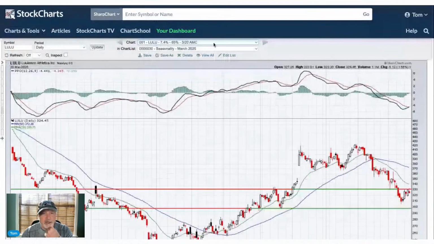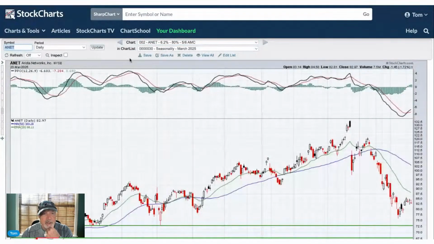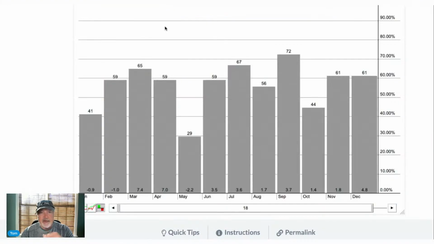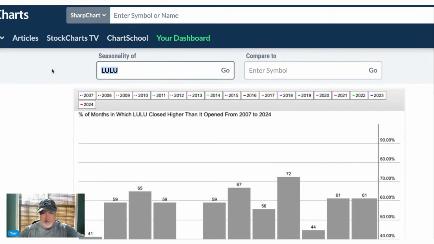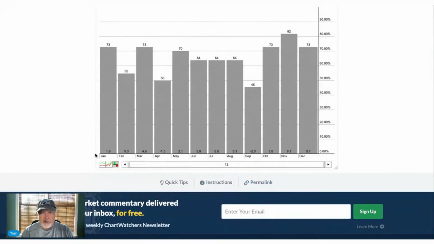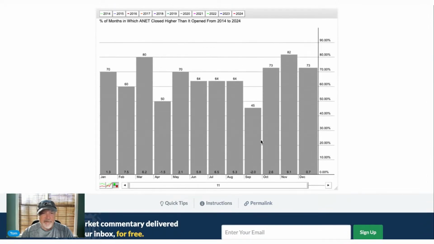Number two would be Arista Networks, which is 6.2%. That's the average March return. 80%. So let's look at ANET. I don't think this one has 20 years under its belt either. No, this one only has 12. And so if we back out 2025, there's your 80% going up in March, and here's 6.2% average March.